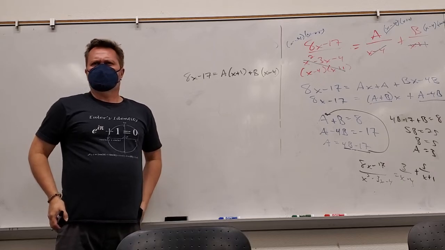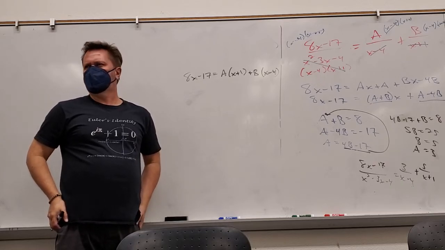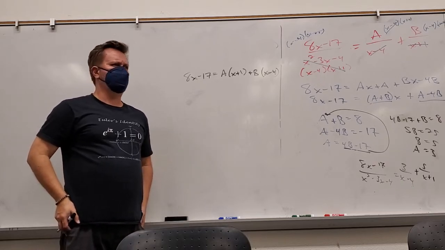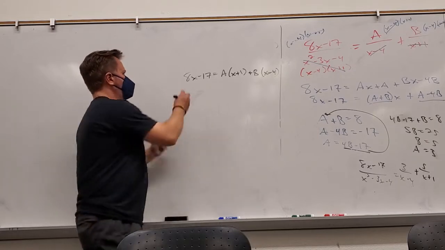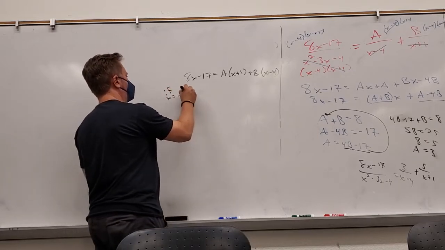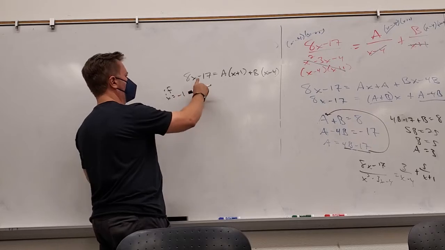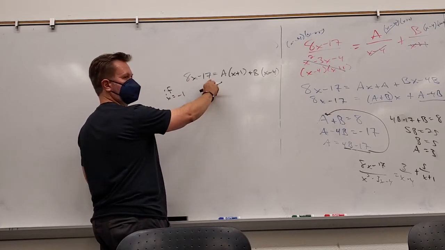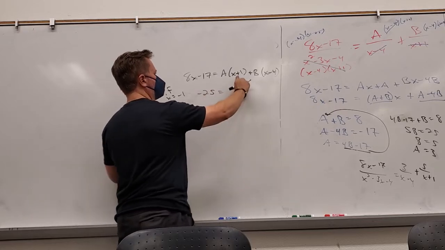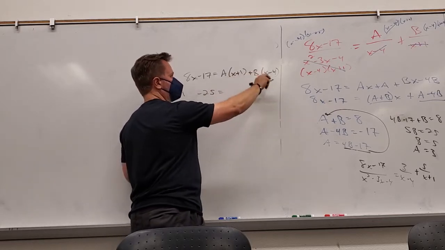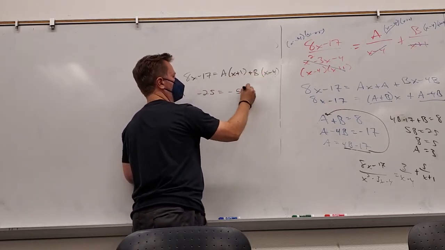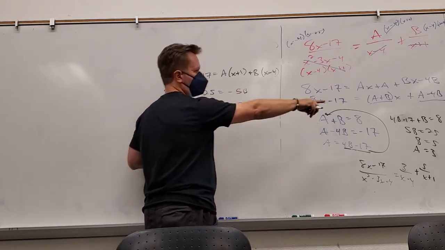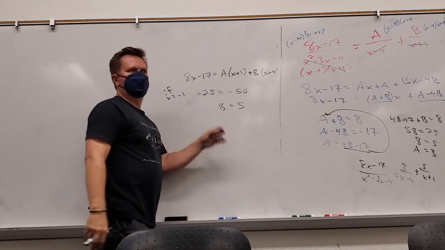What's x? It's a variable. It could be anything it wants to be, correct? So what if x is, I don't know, negative 1? If x is negative 1, what would this be? Negative 25. What happens here? It cancels. So then what's B? 5. Wasn't that quick?